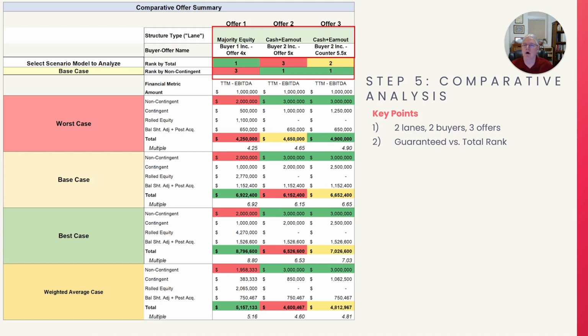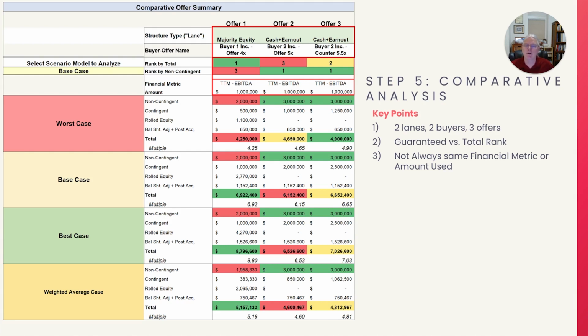So as you can see, offer number 1 has the highest total rank, but offer number 1 is also the lowest rank if you're ranking by non-contingent or by guaranteed payments. One of the things that's the same in this metric is the same $1 million of earnings is being used. But many times, with different add-backs and or different structures, you'll have one buyer that's using an offer on EBITDA, whereas another one is doing an offer on seller's discretionary earnings.